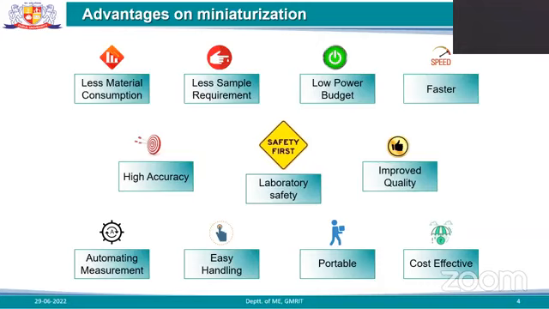First, the requirement of material to fabricate the device. Second, the requirement of the sample, whatever the test will be done, it may be blood, and that requirement will also be very less. Similarly, to run the device, the requirement of power will also be very low. And it will give very fast results with high accuracy.